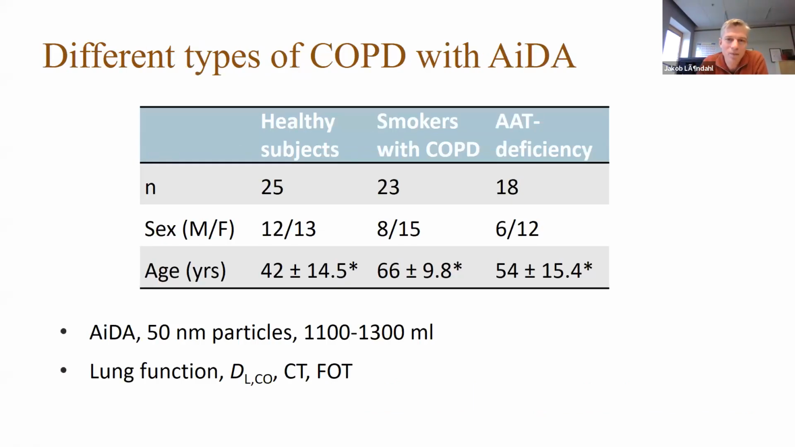And then we continued. We looked at different types of COPD. And here we found one patient group which had just emphysema without obstruction of the airways. It's patients with alpha-1 antitrypsin deficiency. Those with alpha-1 antitrypsin deficiency often have a breakdown of lung tissue, but there is no damage to conducting airspaces before it becomes rather severe. And we had smokers, which have a bit of both, and healthy subjects. In this study, we had 25 healthy, 23 smokers, and 18 with alpha-1 antitrypsin deficiency.